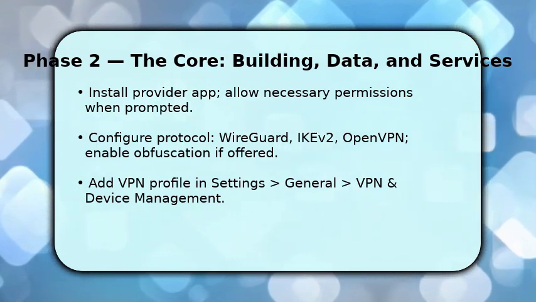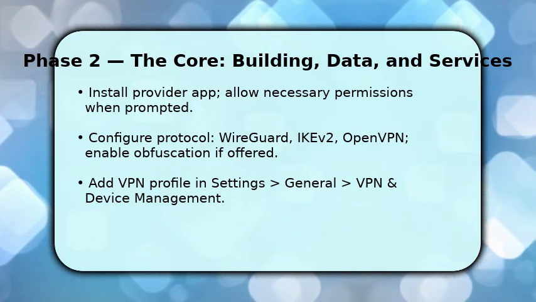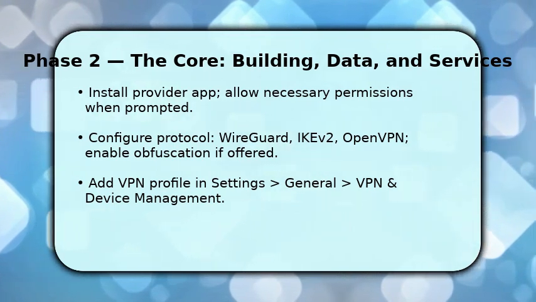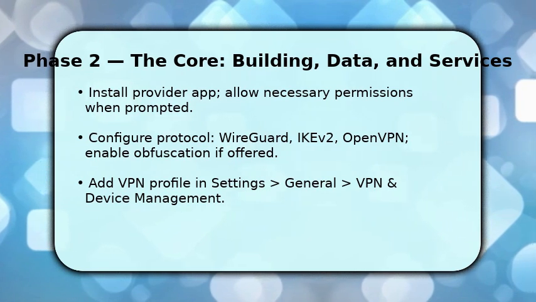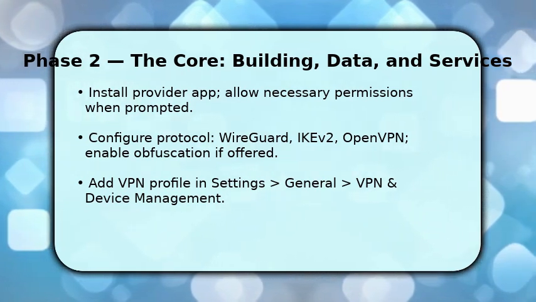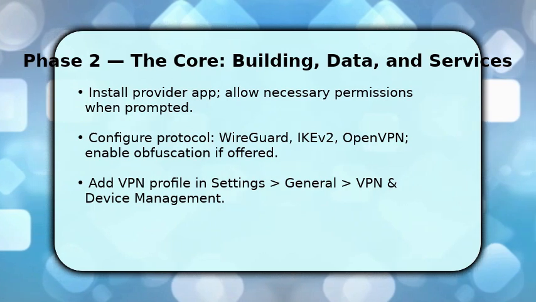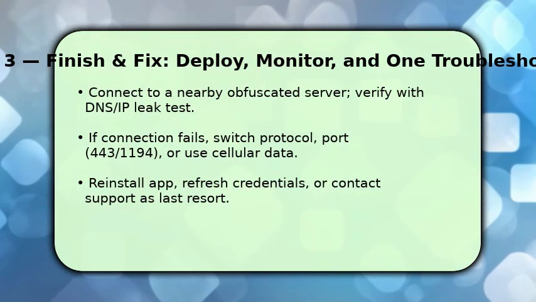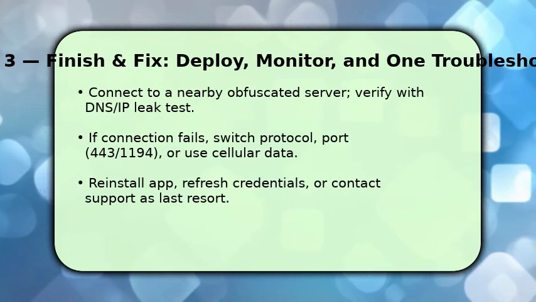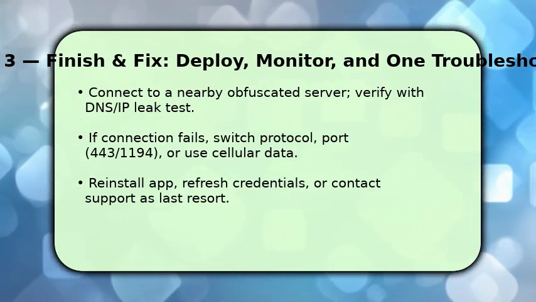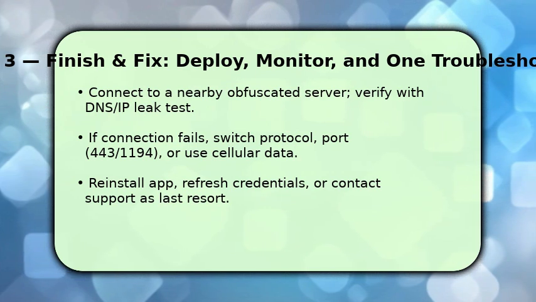Next, let the app add a VPN profile in Settings, General, VPN and Device Management. Make sure Connect on Demand is set if you want automatic protection, and choose a nearby server for better latency. Now connect to an obfuscated server and wait for the app to show an active tunnel. You should see a VPN icon in the status bar.